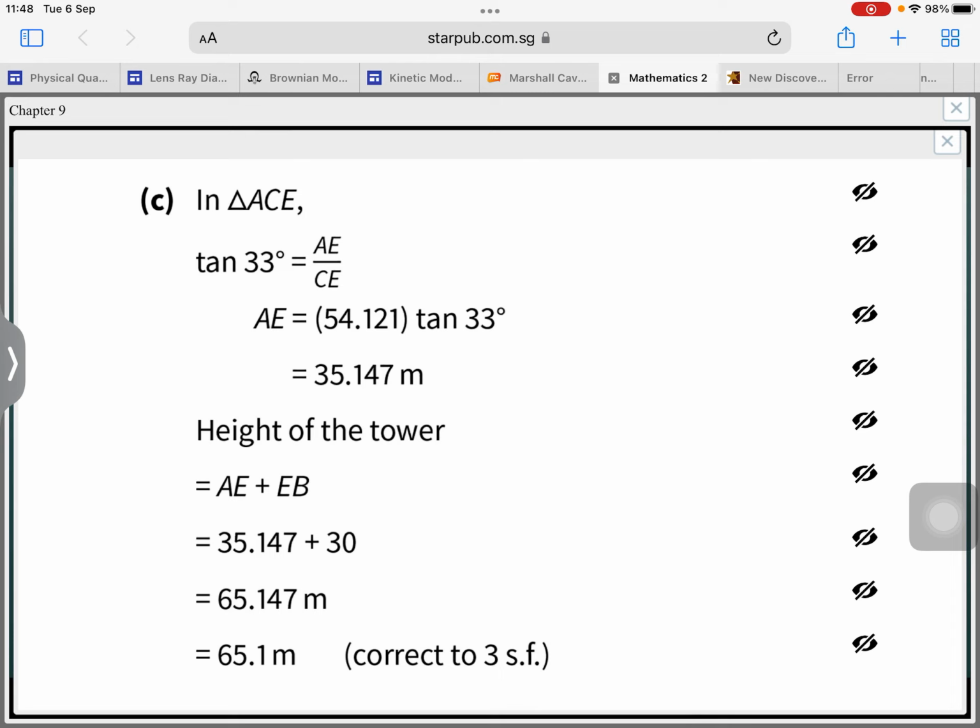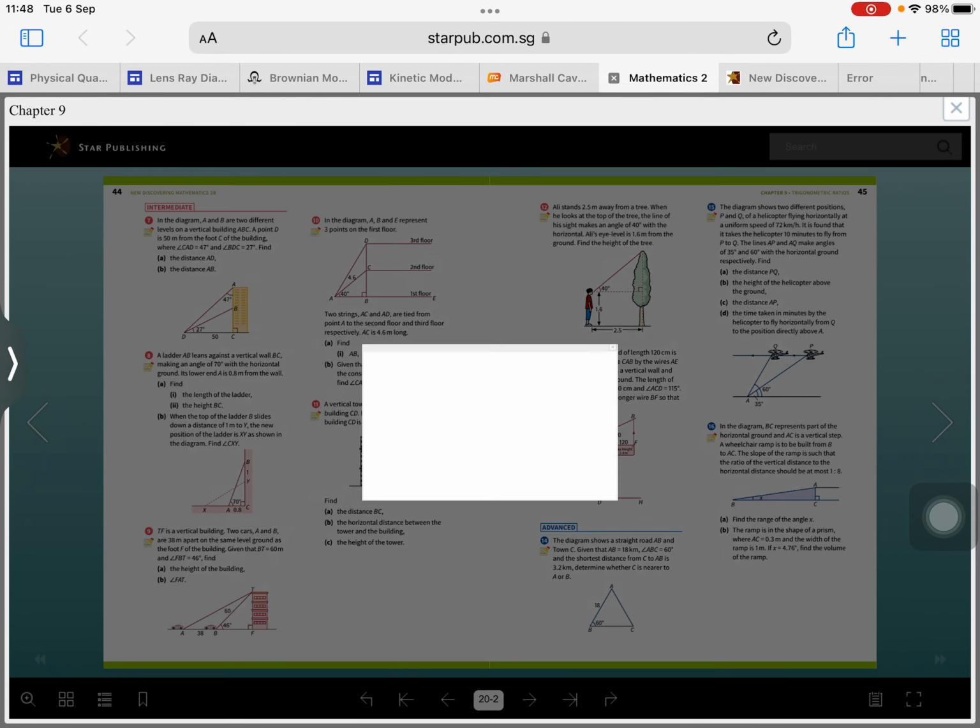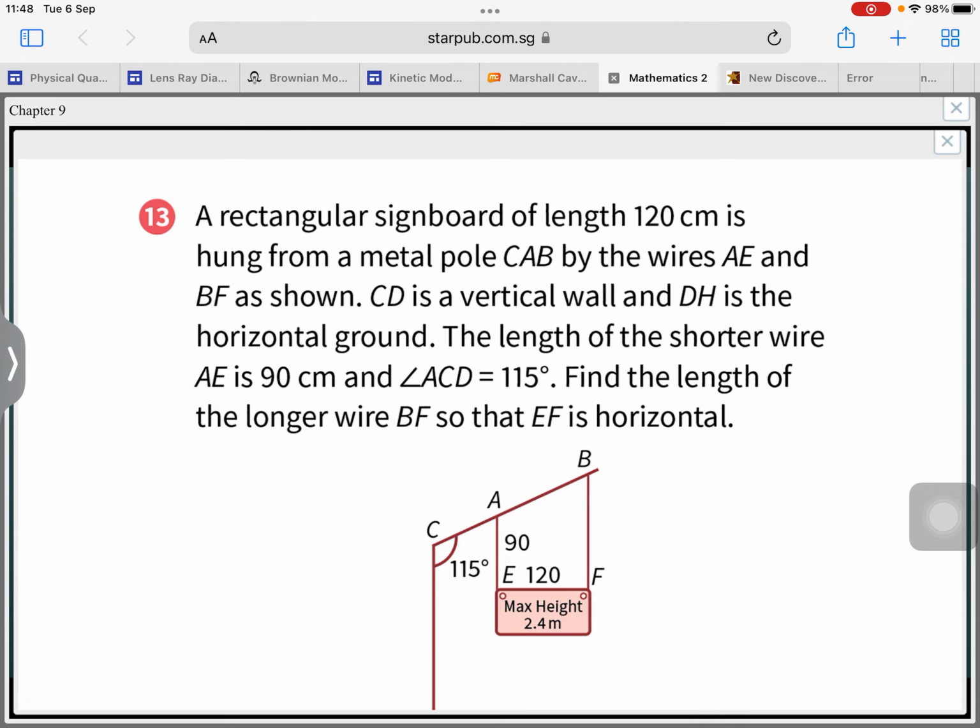Okay, not the last question. Question 13, let's take a look over here. I have a rectangular signboard of length 120 cm, so EF is 120. They hung it over a metal pole CAB using two wires AE and BF as shown.